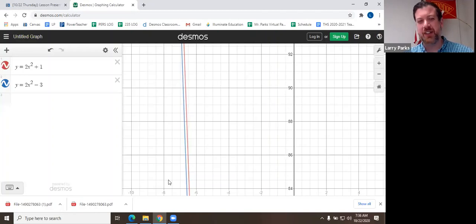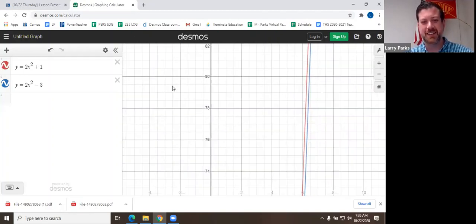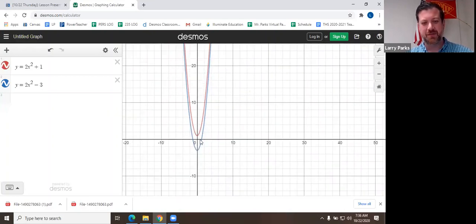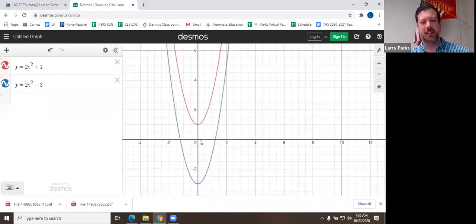Yeah, those aren't going to ever intersect. And the reason why is because they have different y-intercepts and they have the same stretch factor. Okay, so this is an example of 2 parabolas where I would say there's no solutions. These parabolas will never touch.